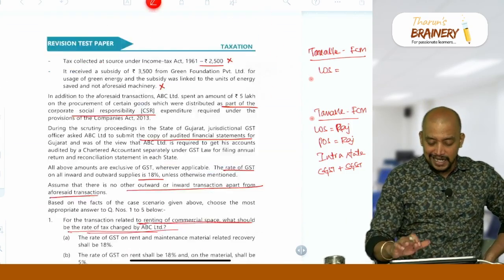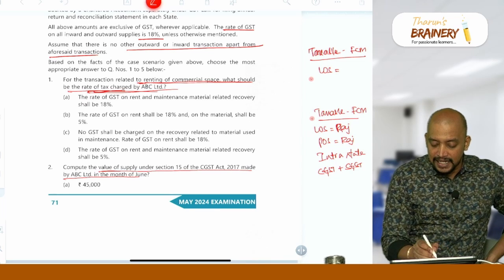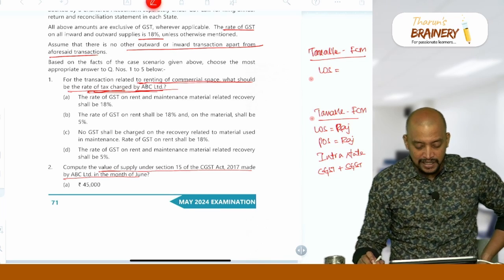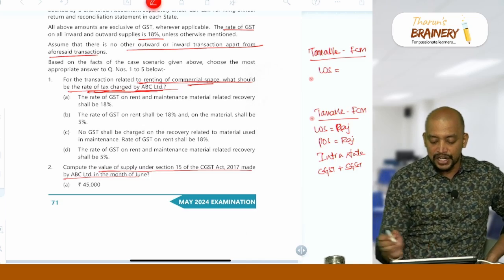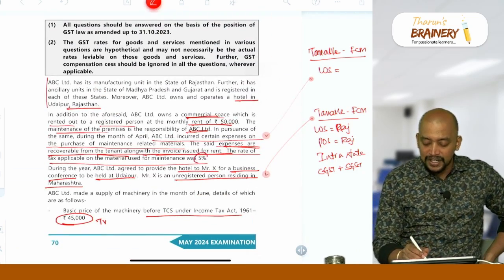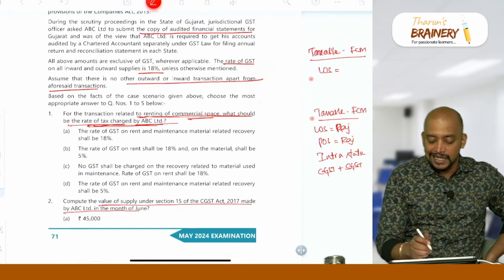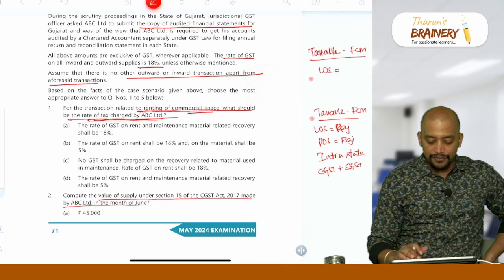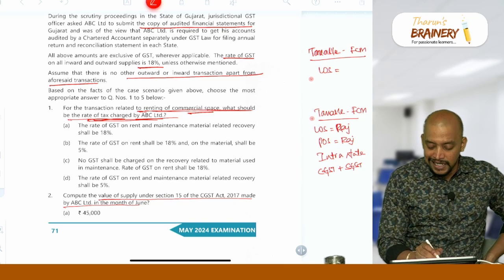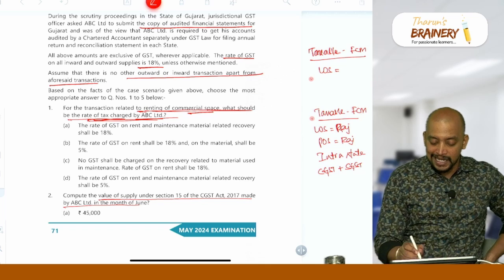So what they are asking here is what is the rate of tax charged by ABC Limited for the transaction relating to renting of commercial space? Sir, for this maintenance materials only it will be 5%, correct? But all transactions will be taxable at what rate? 18%. So therefore the rate of GST on rent and maintenance material related recovery shall be 18%.